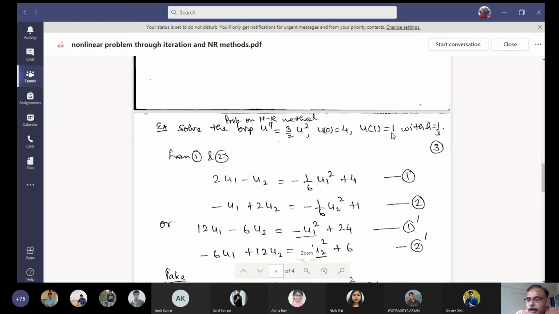I have already told how to solve. I'm just reminding that the Newton-Raphson method for the single equation is x_{n+1} equal to x_n minus f(x_n) by f prime(x_n). Is that right? Yes, sir. Okay. So let us write the vector x_{n+1}.